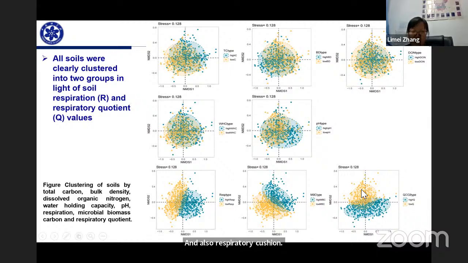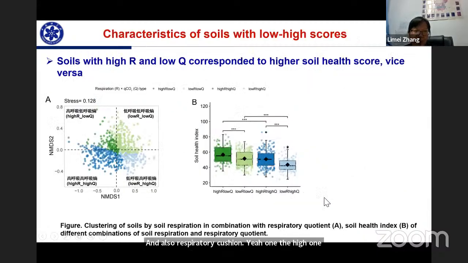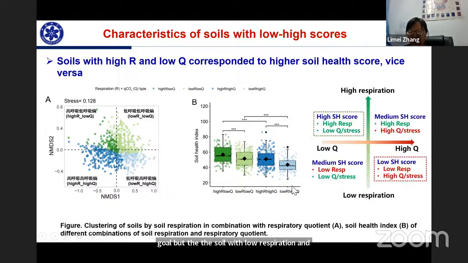One is the high one, another one is the low one. When we compare these two parameters, soil respiration and the quotient, it can be clearly grouped into four groups corresponding with different soil health scores. For example, the high respiration and low quotient soil generally have higher soil health scores, but the soil with low respiration and high quotient generally has the lowest soil health score.